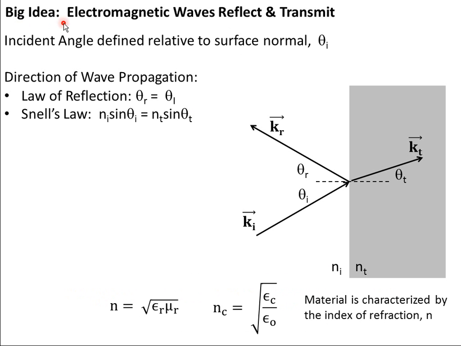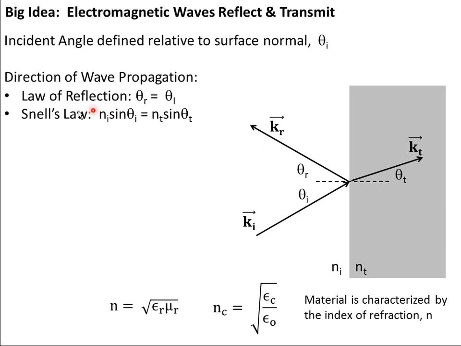Another one of the big ideas is that when waves intersect a medium, they don't just go right in. You actually get some reflection and transmission into this medium. Let's first talk about the direction the wave goes. We have some incident wave coming in at a direction k sub I, given by the k vector, and we define the incident angle as the angle relative to the surface normal, because remember we can only define surfaces by their normal. We're going to call that incident angle theta sub I.